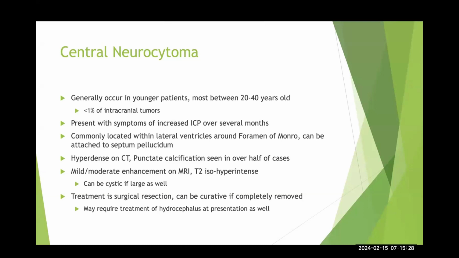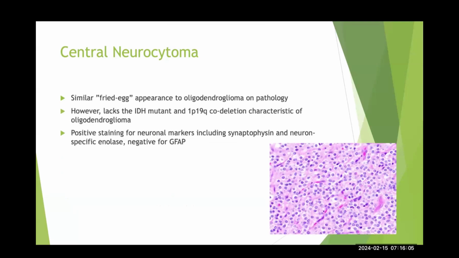As you mentioned, Long, it's hyperdense on CT, you can often see punctate calcifications in approximately half of cases, but it's not necessarily avidly contrast enhancing, and it's T2 iso to hyperintense. If it's very large, it can be cystic, which was a little bit seen here as well. Treatment is surgical resection, which can be curative if it's completely removed, but sometimes that's not possible, depending on the size. And treatment of hydrocephalus, as was done in the case here with an EVD, is important to consider as well.